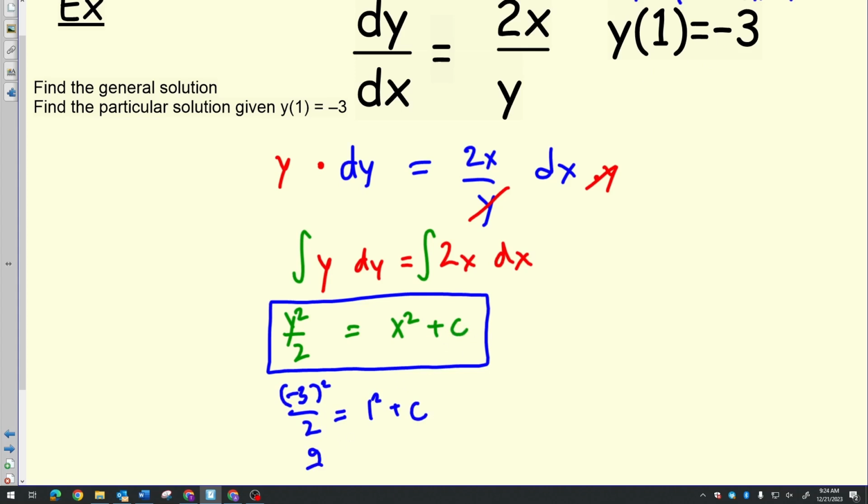So this gives me 9 over 2 equals 1 plus c. So that's 9 over 2 minus 1 over 1, right, 2 over 2, which is really minus 1, is equal to c. So my c is equal to 7 over 2, if I did this right.